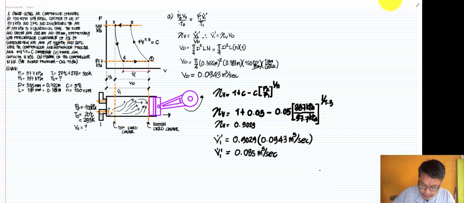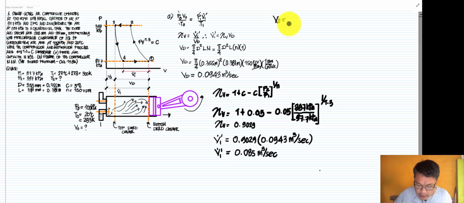Now our equation here, we can rewrite that equation to get V sub 0. So we have V sub 0, which will be equal to pressure 1, volume 1 prime, then divided by T1, and we're going to transpose T0, so we have T0 multiplied, then divided by P sub 0.